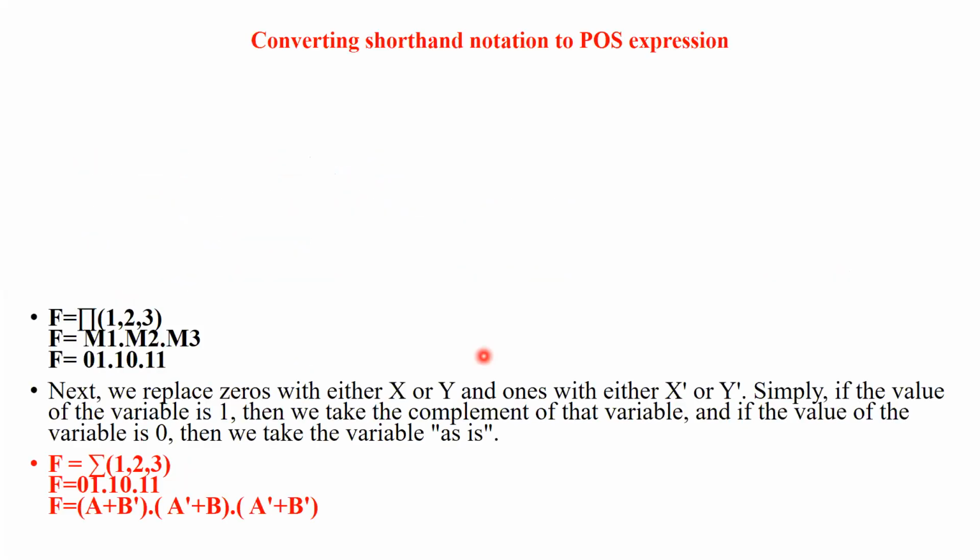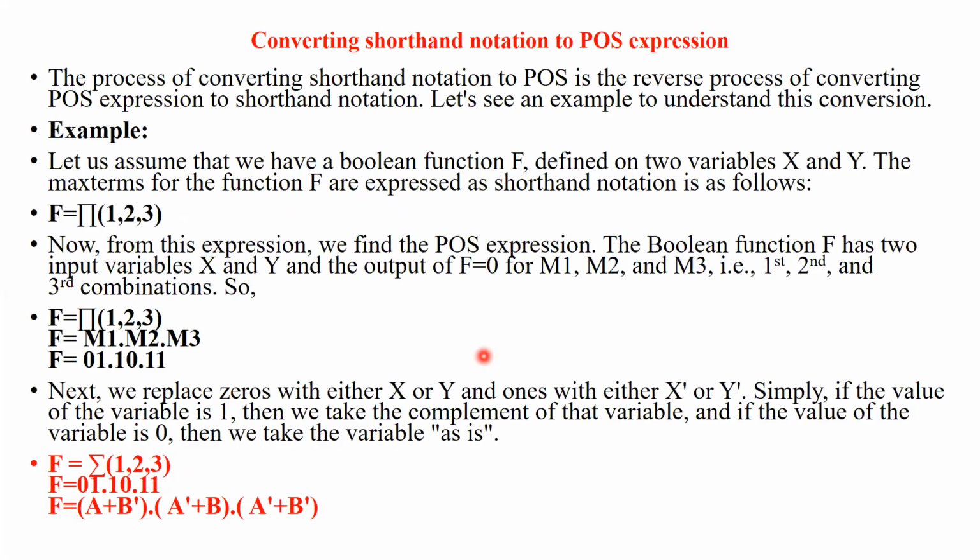The next one is, suppose I give you another example. The shorthand notation is given. For product of sum, we use pi. For sum of product, we use sigma, the epsilon-like symbol. So for the shorthand notation of the product of sum we write f is pi, a little bit big, of 1, 3.